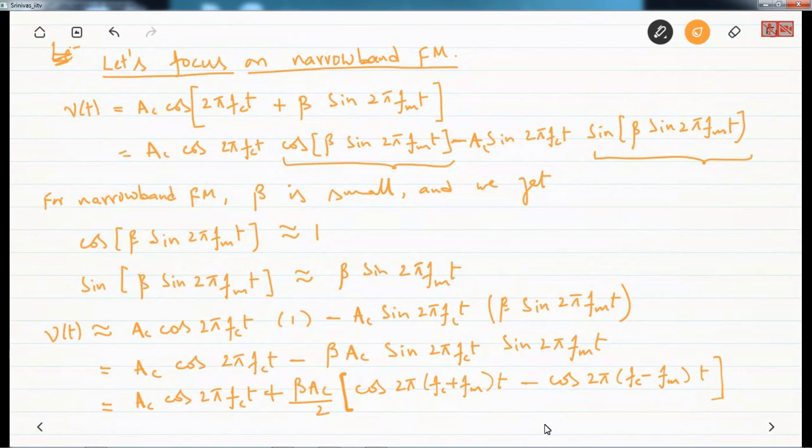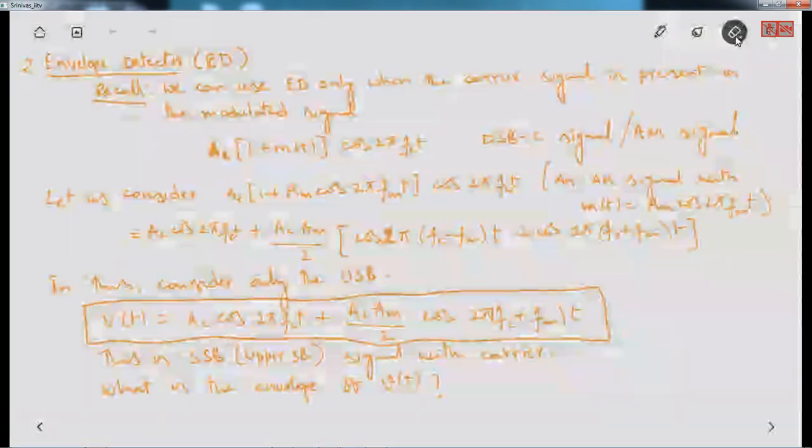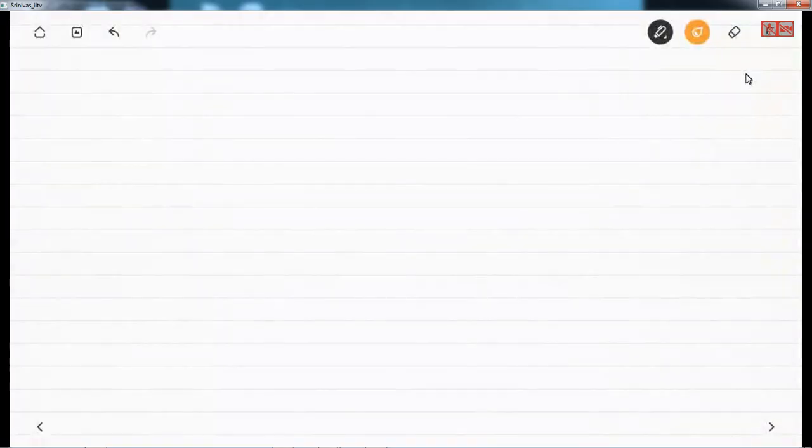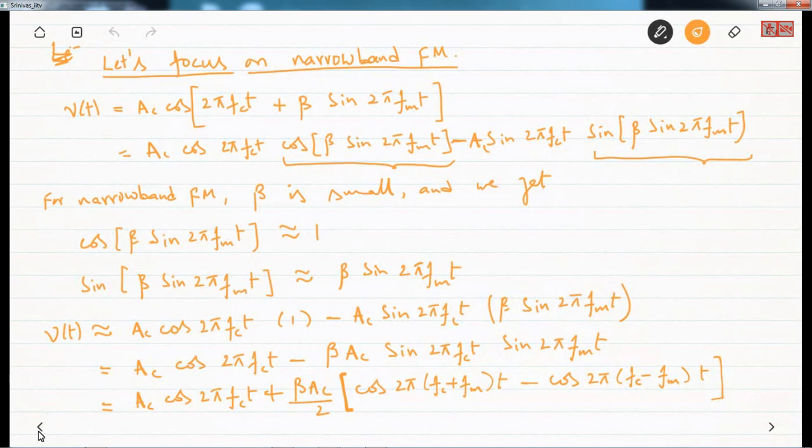Okay, so first you note this down and then compare this with an AM signal. An AM signal meaning double sideband with carrier signal. So what do we have here? Let's note this down, and then compare with an AM signal.